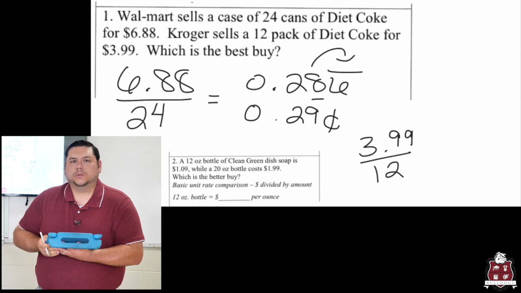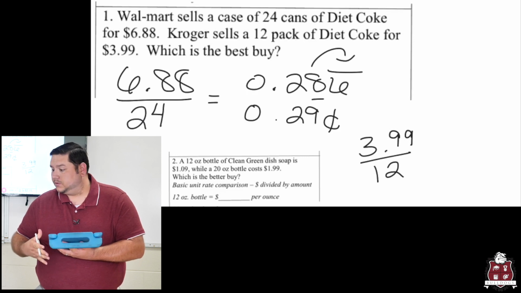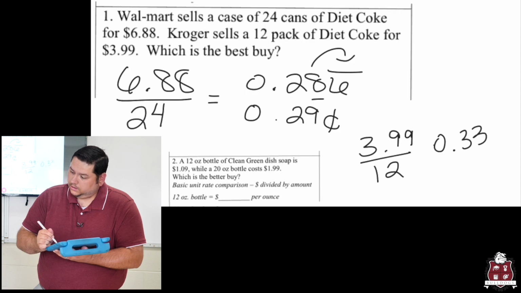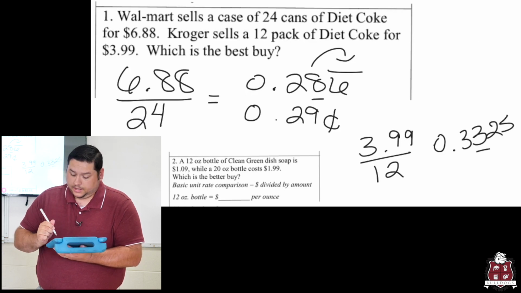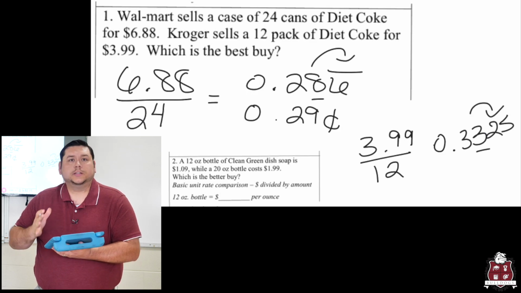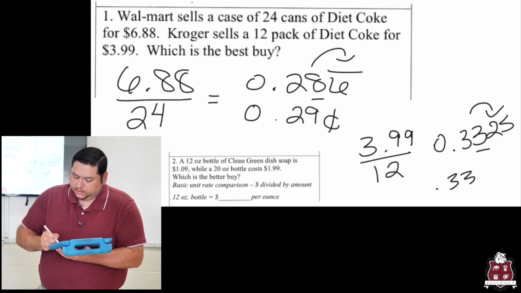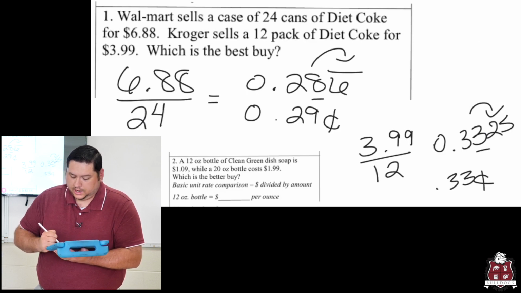So I'm going to say $3.99 divided by 12 gives me 0.3325. Again, I'm stopping in the hundredths place. I look behind it. 2 says stay where I'm at. So if I go to Kroger, I'm paying 33 cents for 1 can.